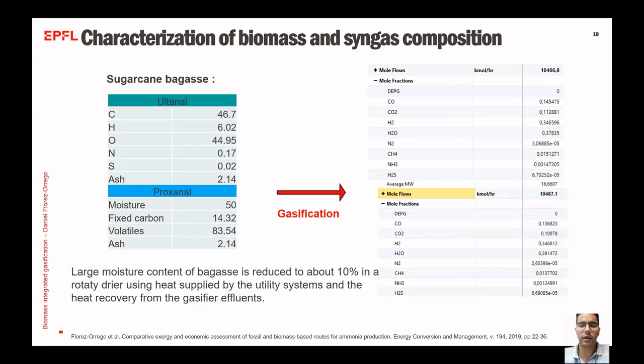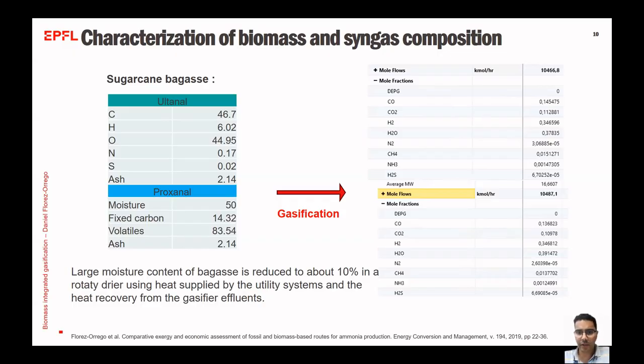Here we show the characterization of the biomass and the syngas composition. Here we are going to use an example for sugarcane bagasse, that is a lignocellulosic material, and we see there are two ways of defining the biomass composition. In the case of the ultimate composition, we define the mass fraction of carbon, hydrogen, oxygen, nitrogen, sulfur, as well as ash in a dry basis.